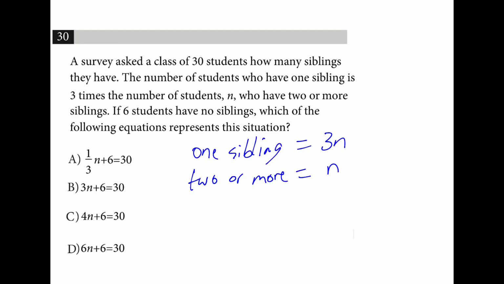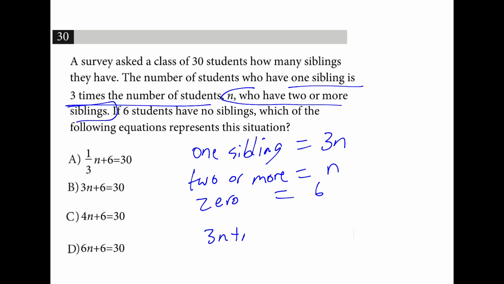So the number of students who have one sibling is 3 times n, so 3n, and n represents those who have 2 or more siblings, and then 0 siblings is equal to 6. So in total, I have 3n plus n plus 6, and that is 30. So 4n plus 6 is equal to 30.